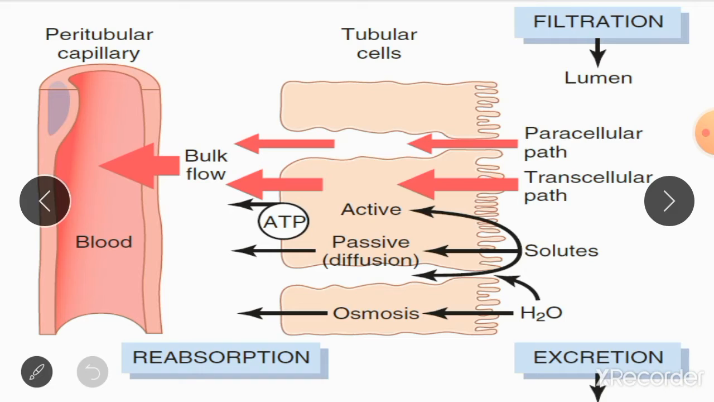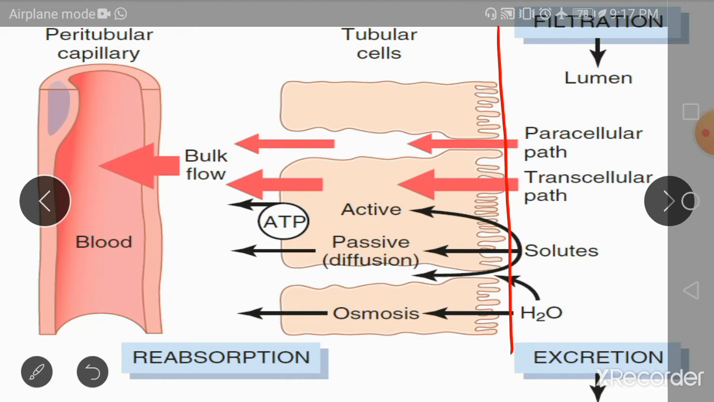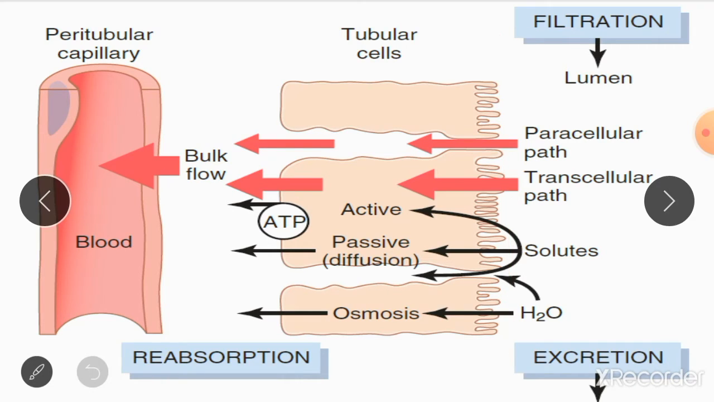So here suppose we have the lumen of a nephron, and this is the luminal side of the epithelial cells which make up the walls of the nephron, and substances can move towards the peritubular capillaries either through the cells or between the cells. The pathway which is through the cells is known as transcellular pathway, and the pathway which passes between the cells is known as paracellular pathway.